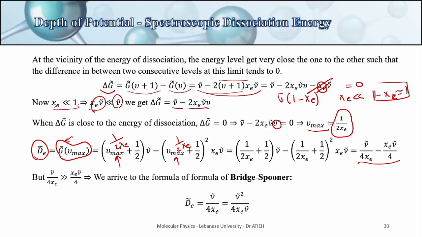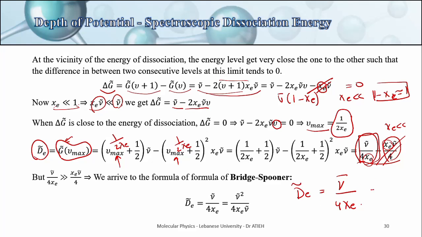Now this term here is much larger than this term here. Remember that Xe is very, very small. So dividing by Xe is for sure much larger than multiplying by Xe. So this term is cancelled and we are left with this term, as an approximation, that dE, which is the dissociation energy, is equal to nu bar over 4xe.